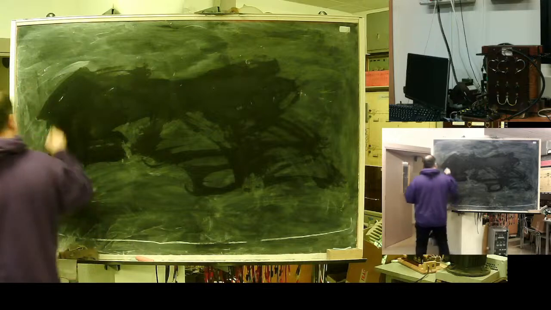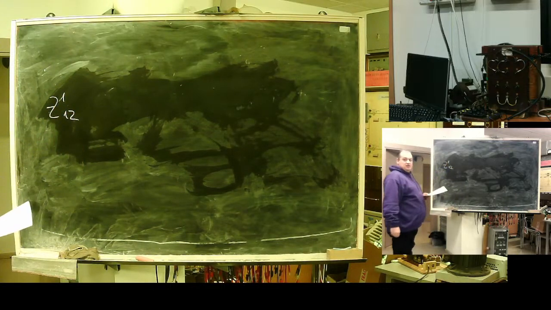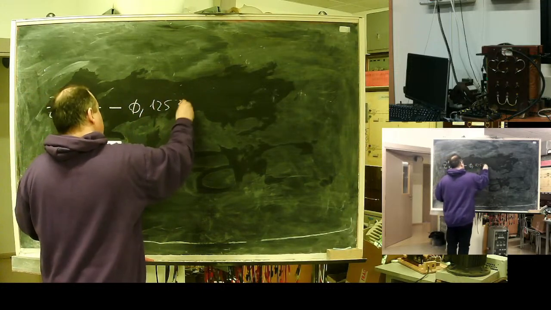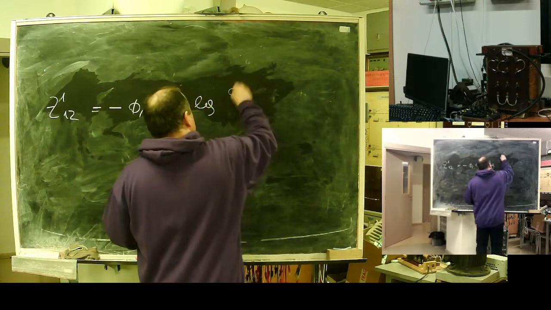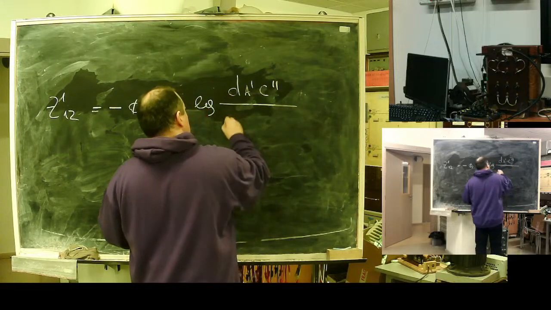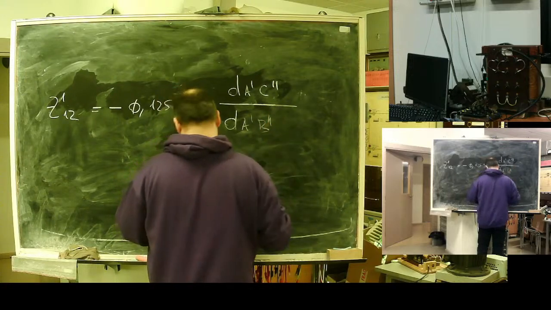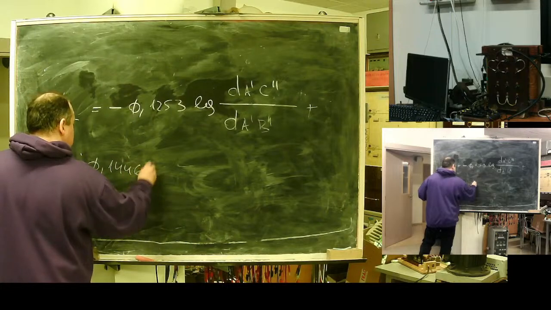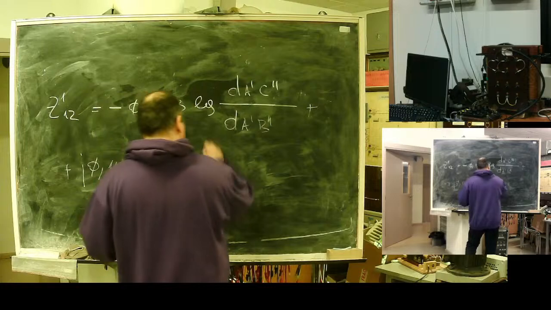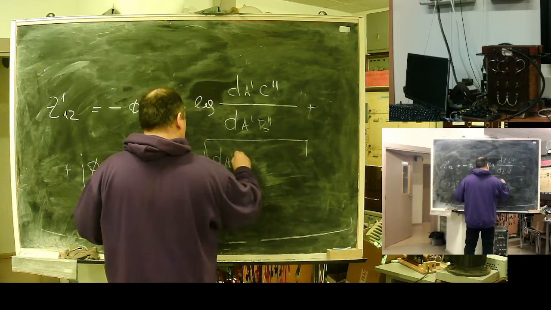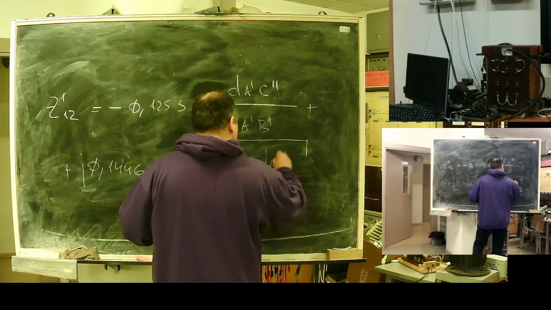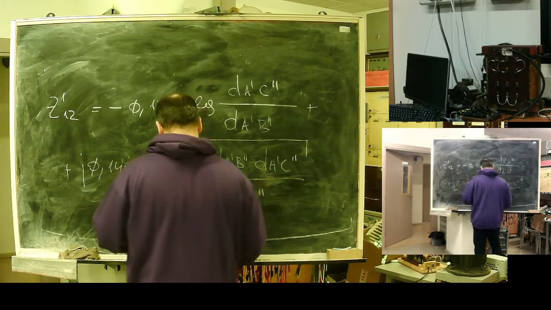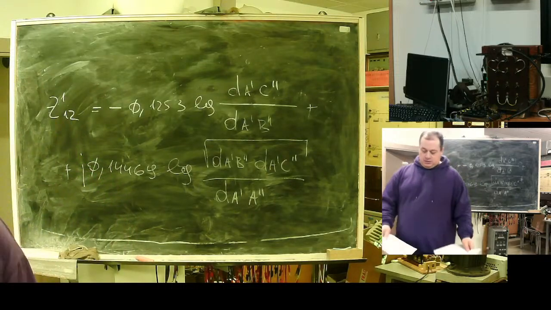And the mutual direct sequence resistance between line 1 and 2 will be minus 0.1253 logarithm of distance A1 C2 divided by distance A1 B2, plus 0.14469 decimal logarithm of the square root of distance A1 B2, distance A1 C2, divided by distance between A1 and A2. Again, ohm per kilometer.